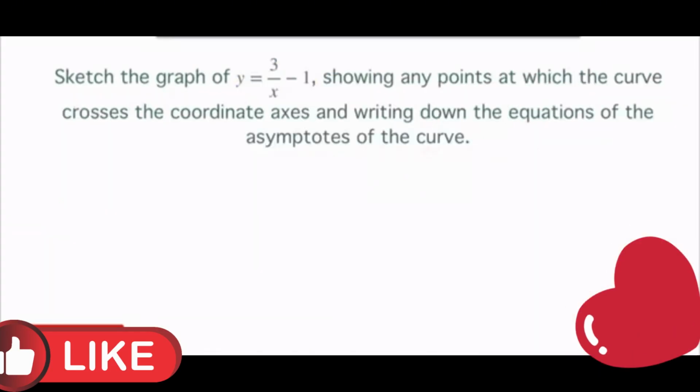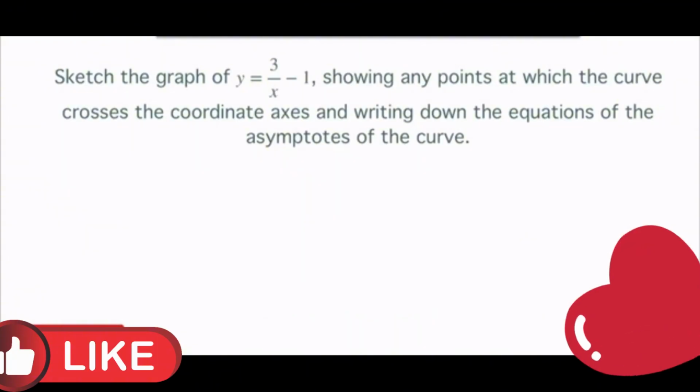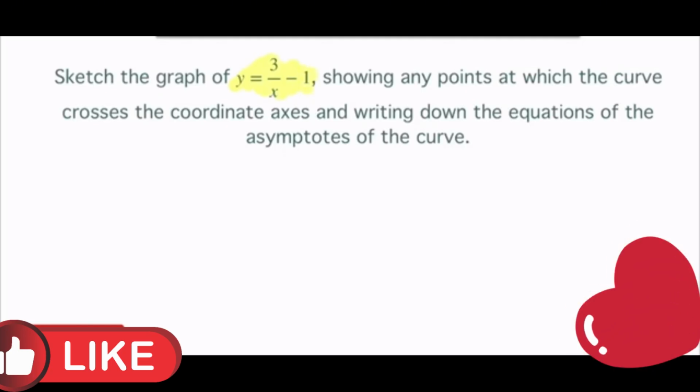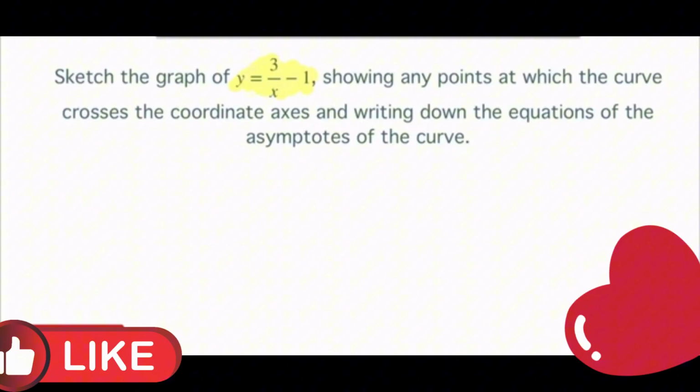Okay, so this question says sketch the graph of y equals 3 over x with a minus 1 at the end, and we'll have a look at that in a sec. It says showing any points at which the curve crosses the coordinate axes and writing down the equations of the asymptotes of the curve. So let's have a look at this line equation to start with.